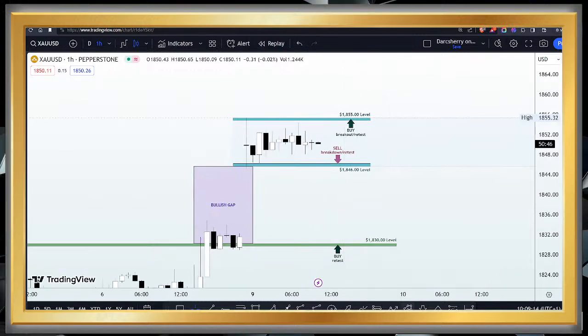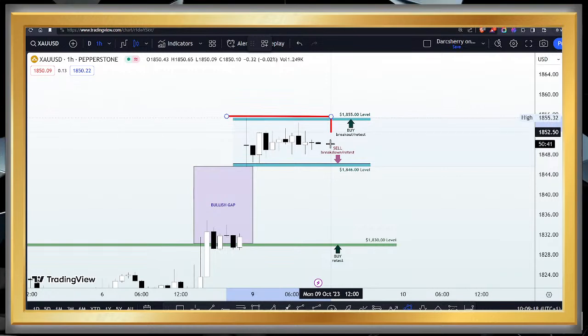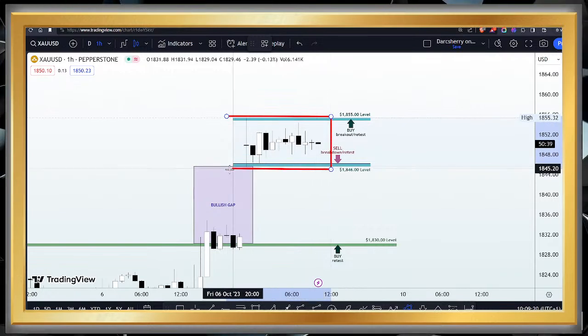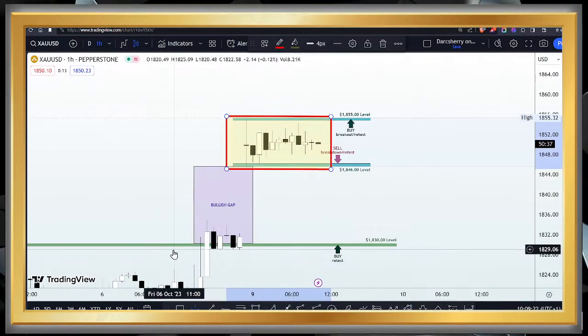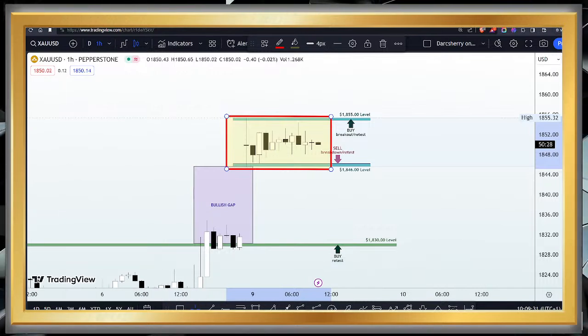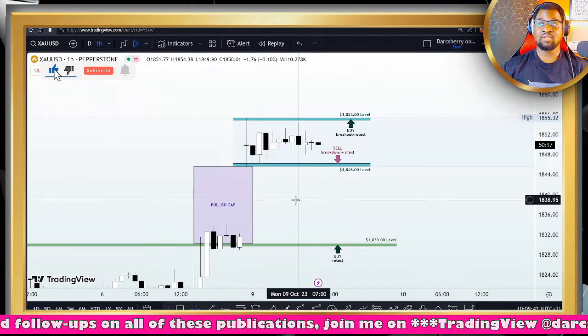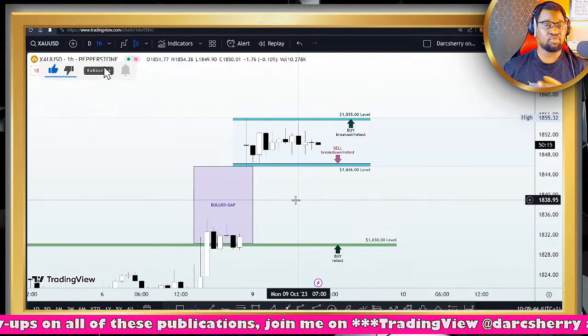Our center of focus for today, for this morning, is simply between the 1855 and the 1846. So you do want to be marking out these levels on your chart, as you will be needing them as a reference point to guide your independent trading decisions for today. So I do hope that I made myself very clear here. So let's see how the market will react to the structure.